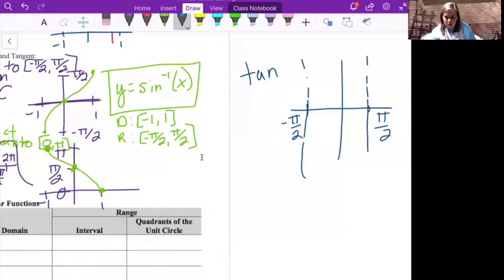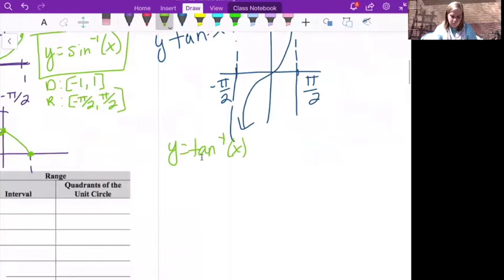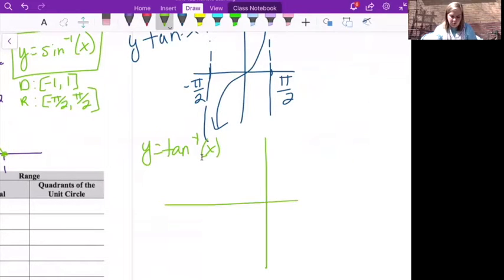And so this graph, if you look, passes the horizontal line test. And if it passes the horizontal line test, that means that when you take the inverse of it, it will then pass the vertical line test. So this is y equals tangent x. And then for y equals tangent inverse of x, that graph will be, now our y values are going to be between pi over 2 and negative pi over 2. Our vertical asymptotes are now going to become horizontal asymptotes.